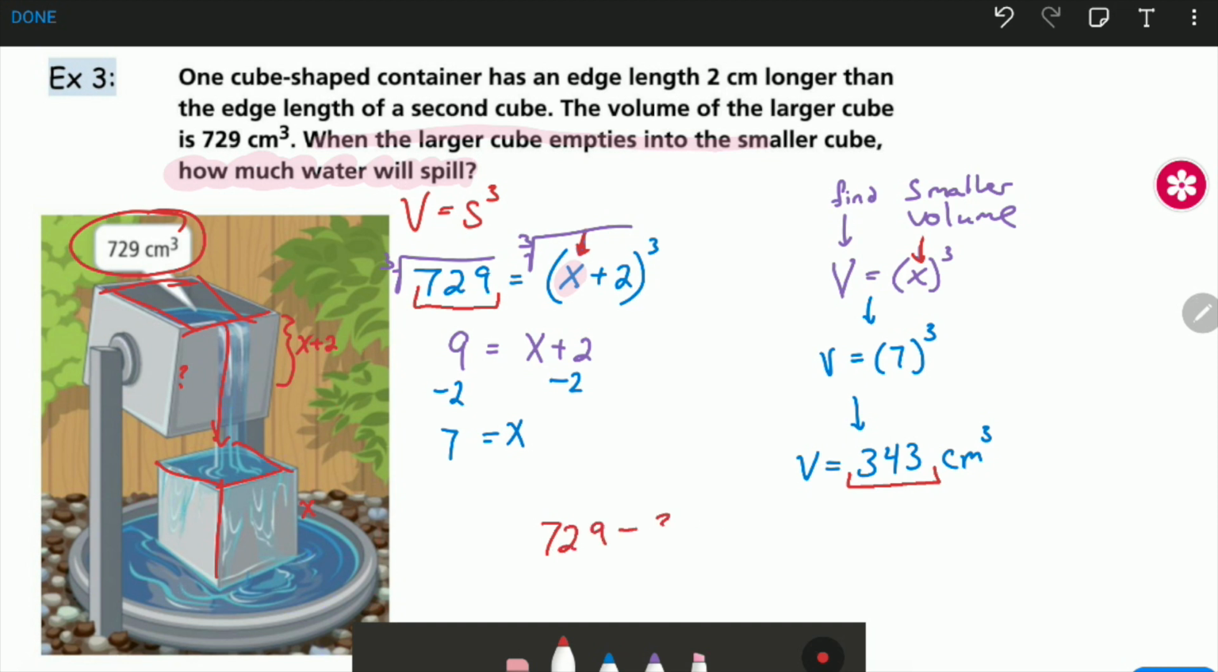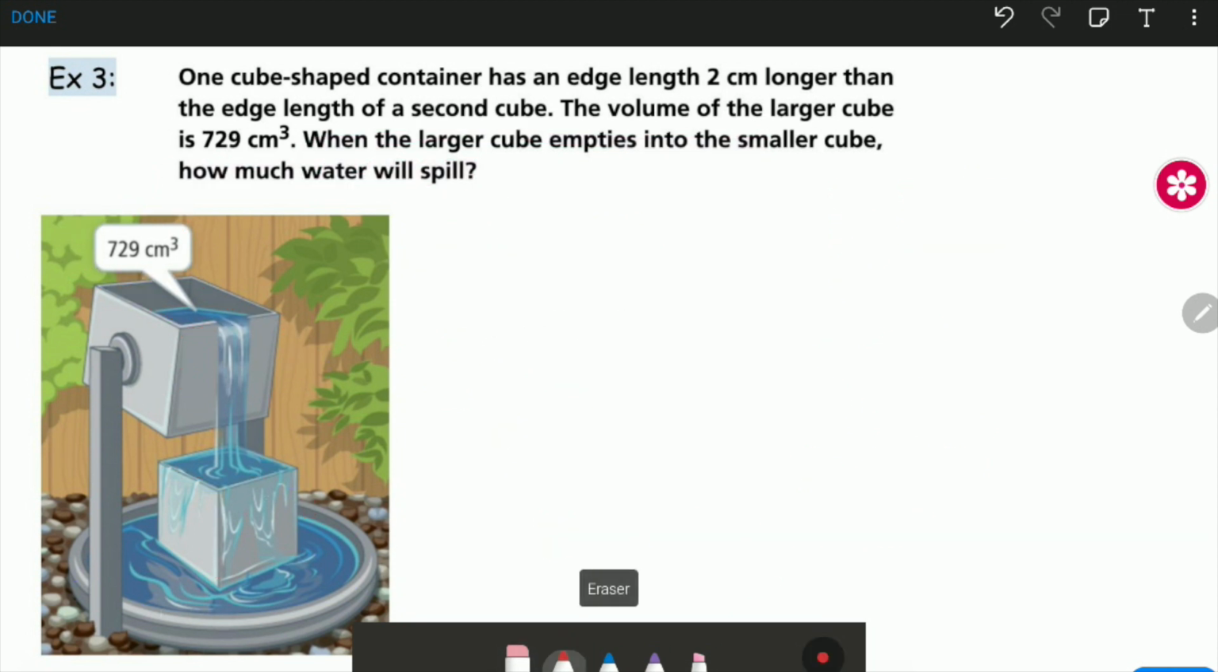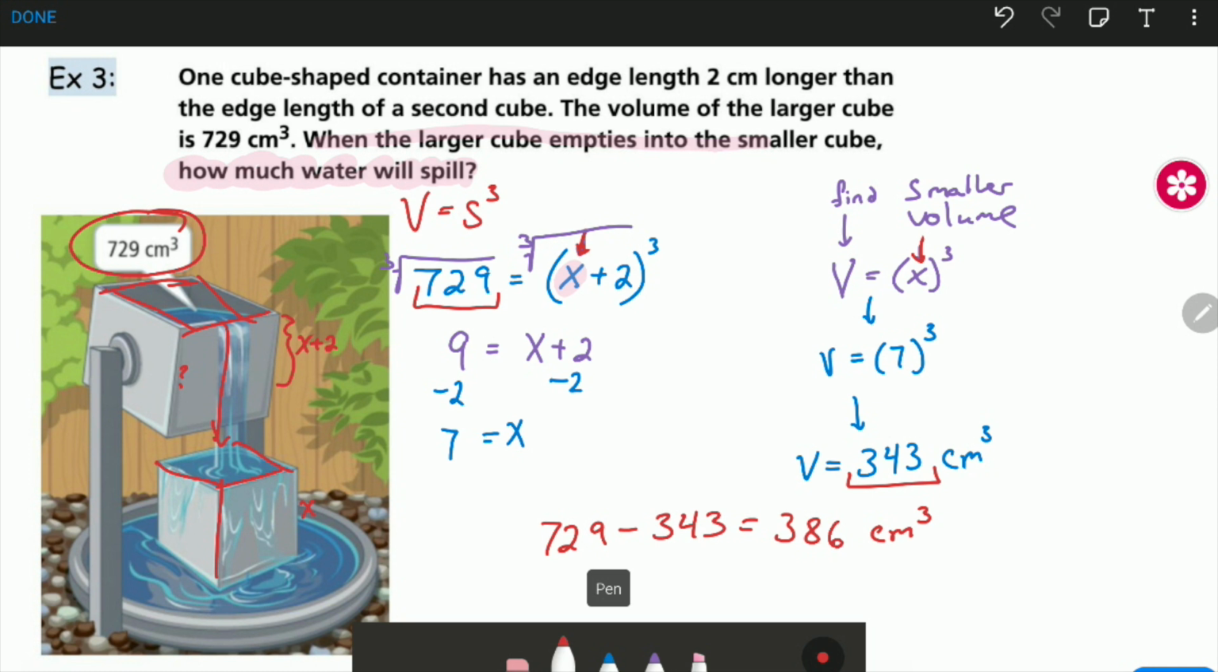So if we subtract the two, 729 minus 343, there we go. It should give us 386 cubic centimeters is what is spilt, and I definitely didn't write that 6 right. I just made it a C. There we go. 386 cubic centimeters of water is what is spilt.